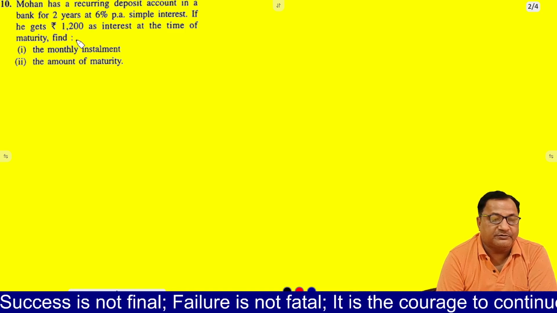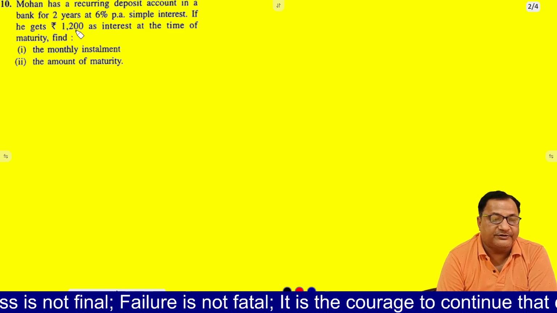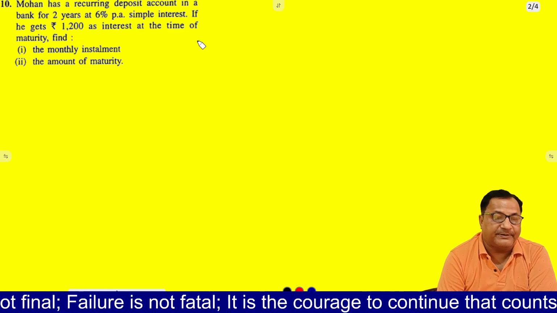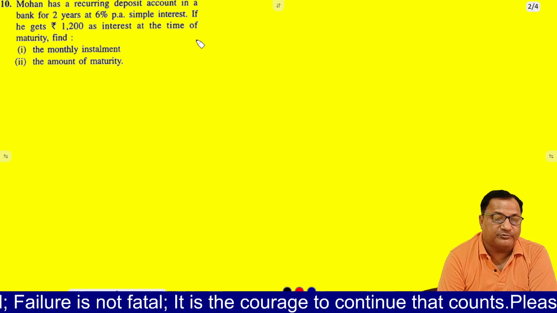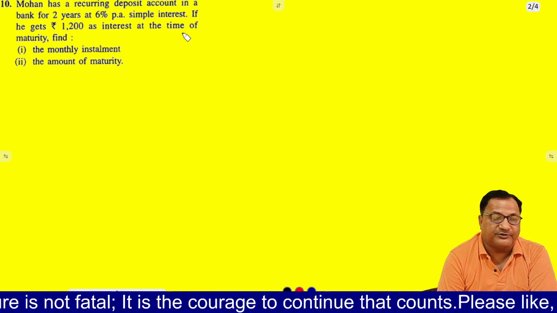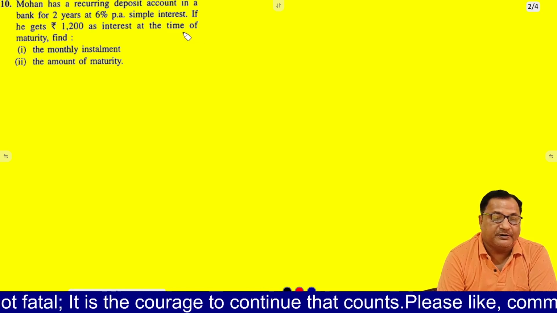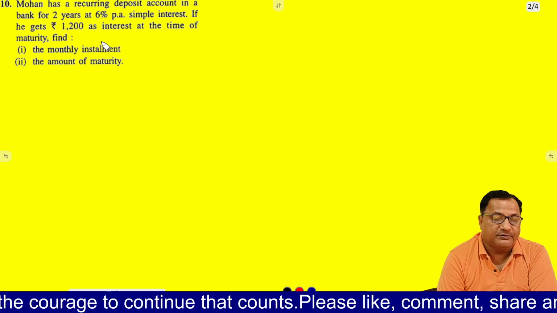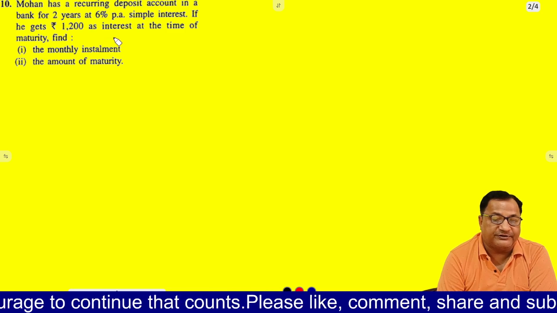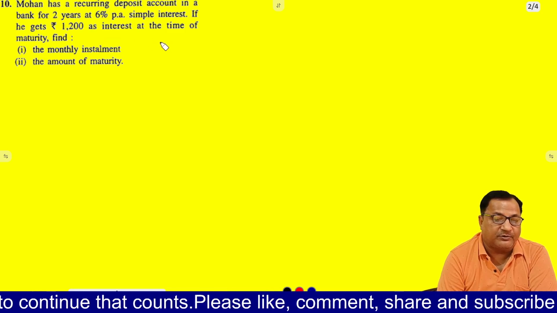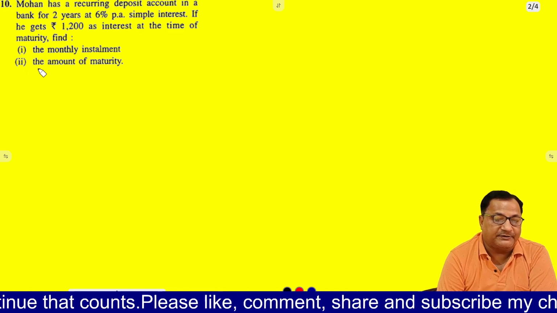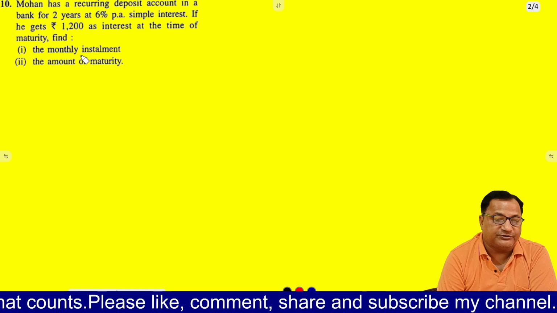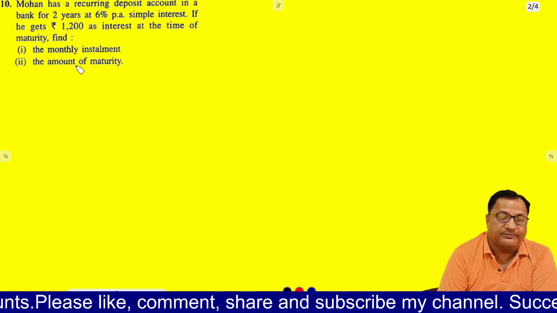Question 10. Mohan has a recurring deposit account in a bank for 2 years at 6% per annum simple interest. If he gets rupees 1,200 as interest at the time of maturity, find the monthly installment and the amount of maturity.